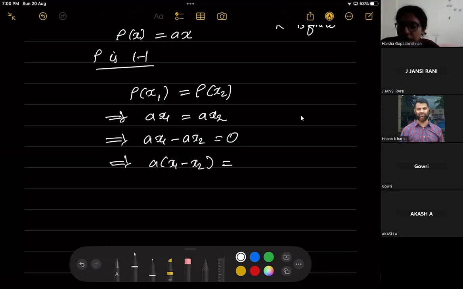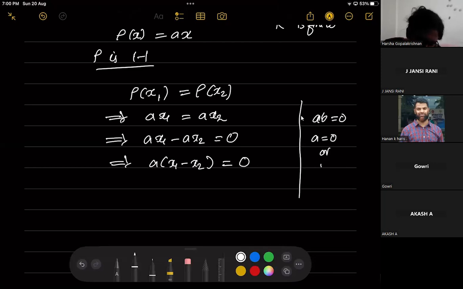We know that R is an integral domain. Integral domain means, as I already told, it does not have a zero divisor. That means AB equal to 0 implies either A equal to 0 or B equal to 0. This is the meaning of no zero divisor. So here A(x1 minus x2) equal to 0.